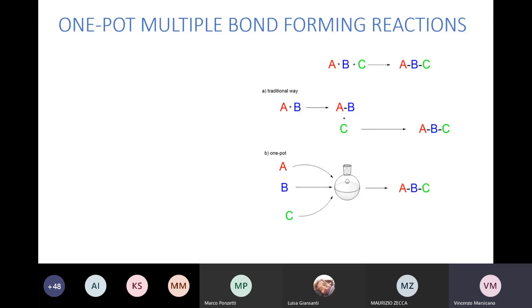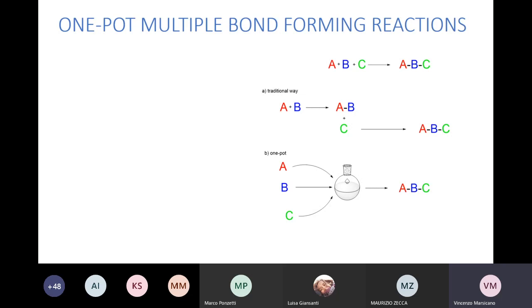In the traditional way, the way that has been used in the past to synthesize organic molecules, we were able to create one bond per step. So if we wanted to create two bonds, we had to make two steps: react firstly A and B, isolating the intermediate AB, and then reacting it with C to obtain the molecule we wanted. Of course, this strategy is quite time consuming. It's long. In this example, we had only to generate two bonds, so we had only two steps.